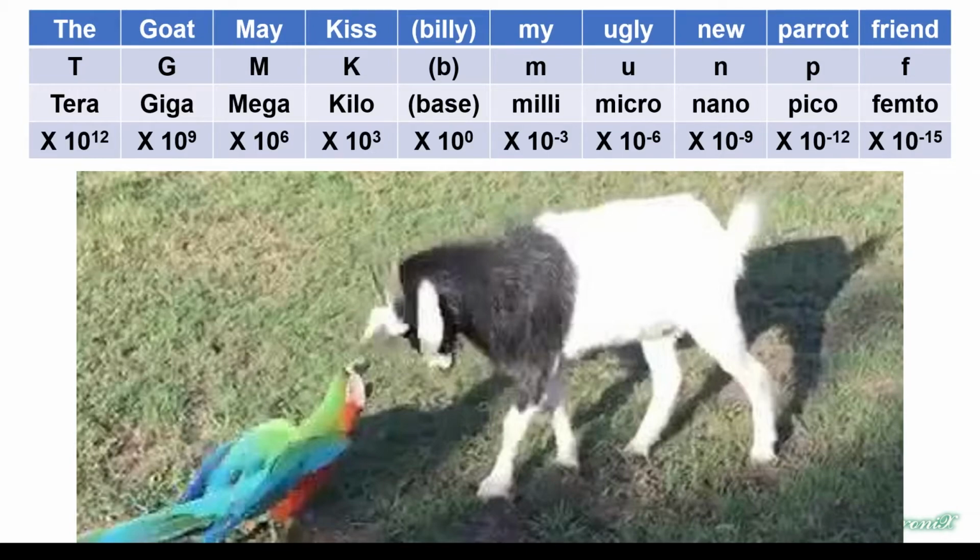The goat may kiss Billy, my ugly new parrot friend. If you can remember that mnemonic, you own this whole concept. And it's pretty easy if you do it that way.